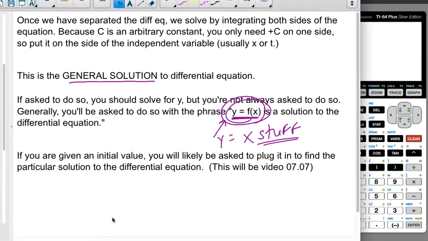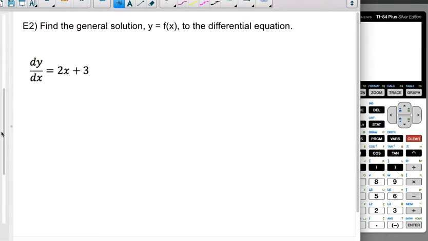So if you're given what's called an initial value, you'll likely be asked to plug in and find the actual value of c, which gives you the particular solution to a differential equation. We're going to go ahead and do that in 7.7, which is not this video. So right now we're just finding general solutions to differential equations. All right, so let's go ahead and find the general solution.